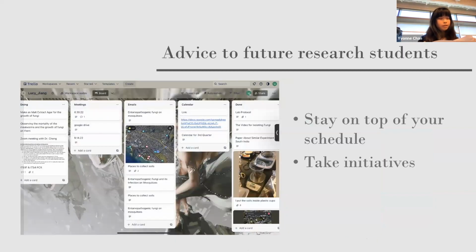For future research students, one of the most important pieces of advice is to stay on top of your schedule. Research can be a very demanding and time-consuming endeavor with numerous tasks and deadlines to keep track of. So to stay organized and avoid falling behind, it's essential to create a detailed schedule and to stick to it as closely as possible. Another important piece of advice is to take initiative and be proactive. This may involve seeking out opportunities for collaboration, developing new ideas and hypotheses, and seeking out new sources of information and inspiration.